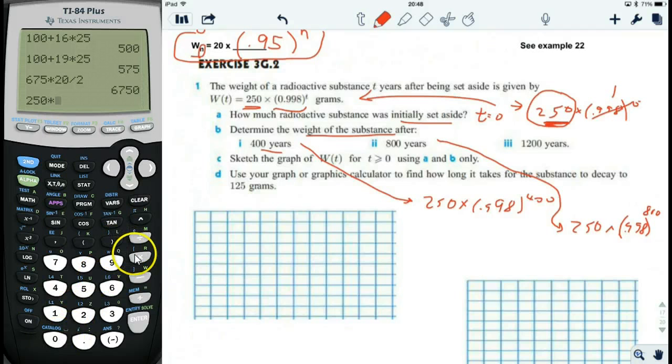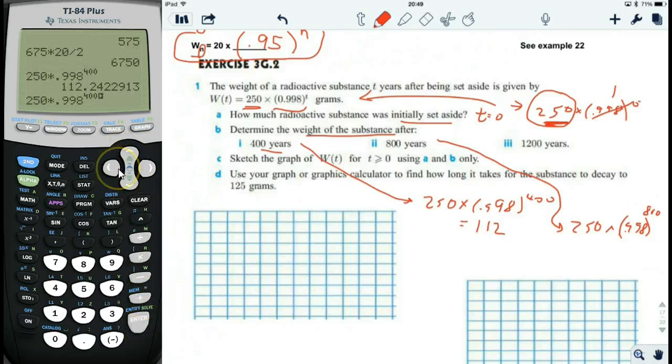times 0.998 to the 400th power. We'll see what that is. It's 112.24, so we'll say that's 112. What about to the 800th power?